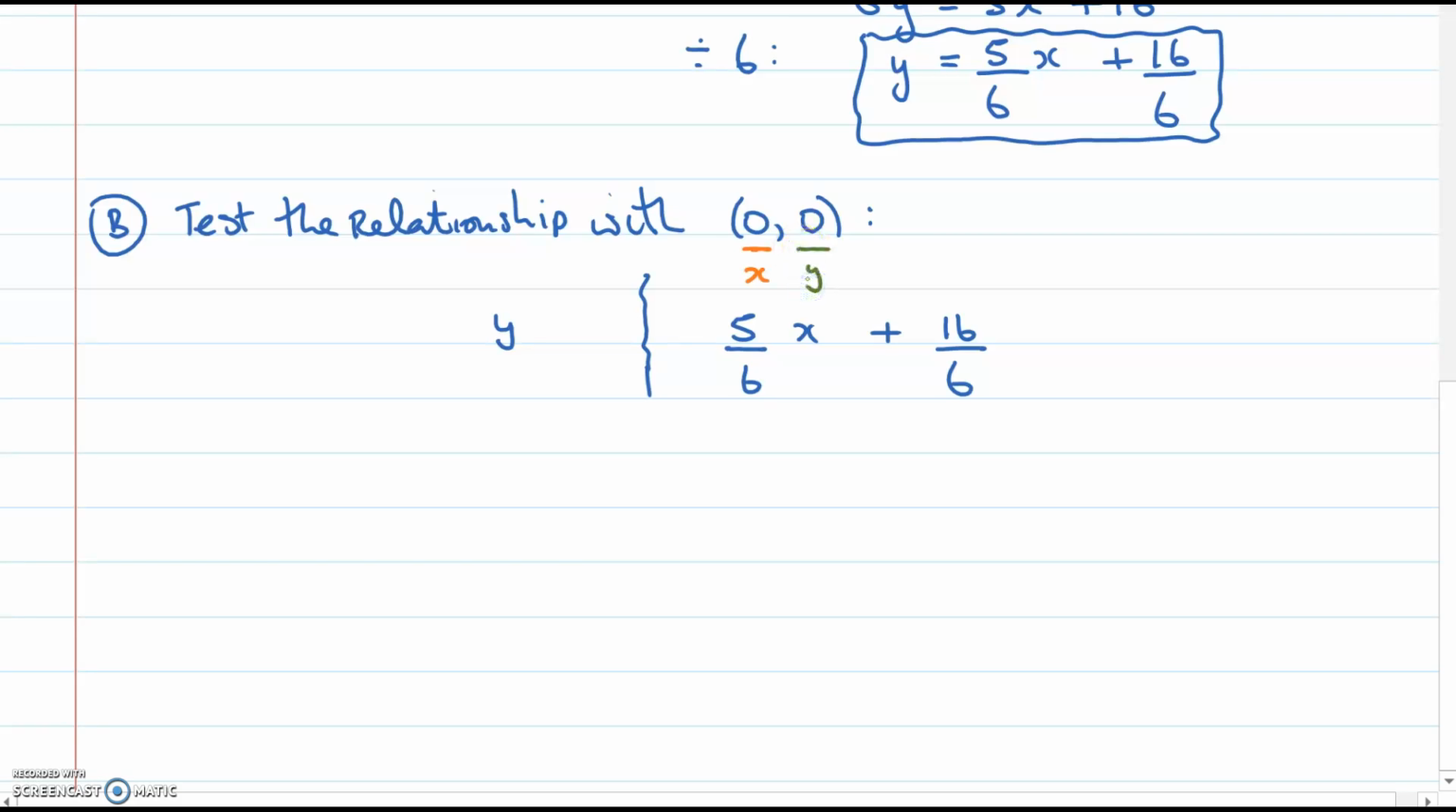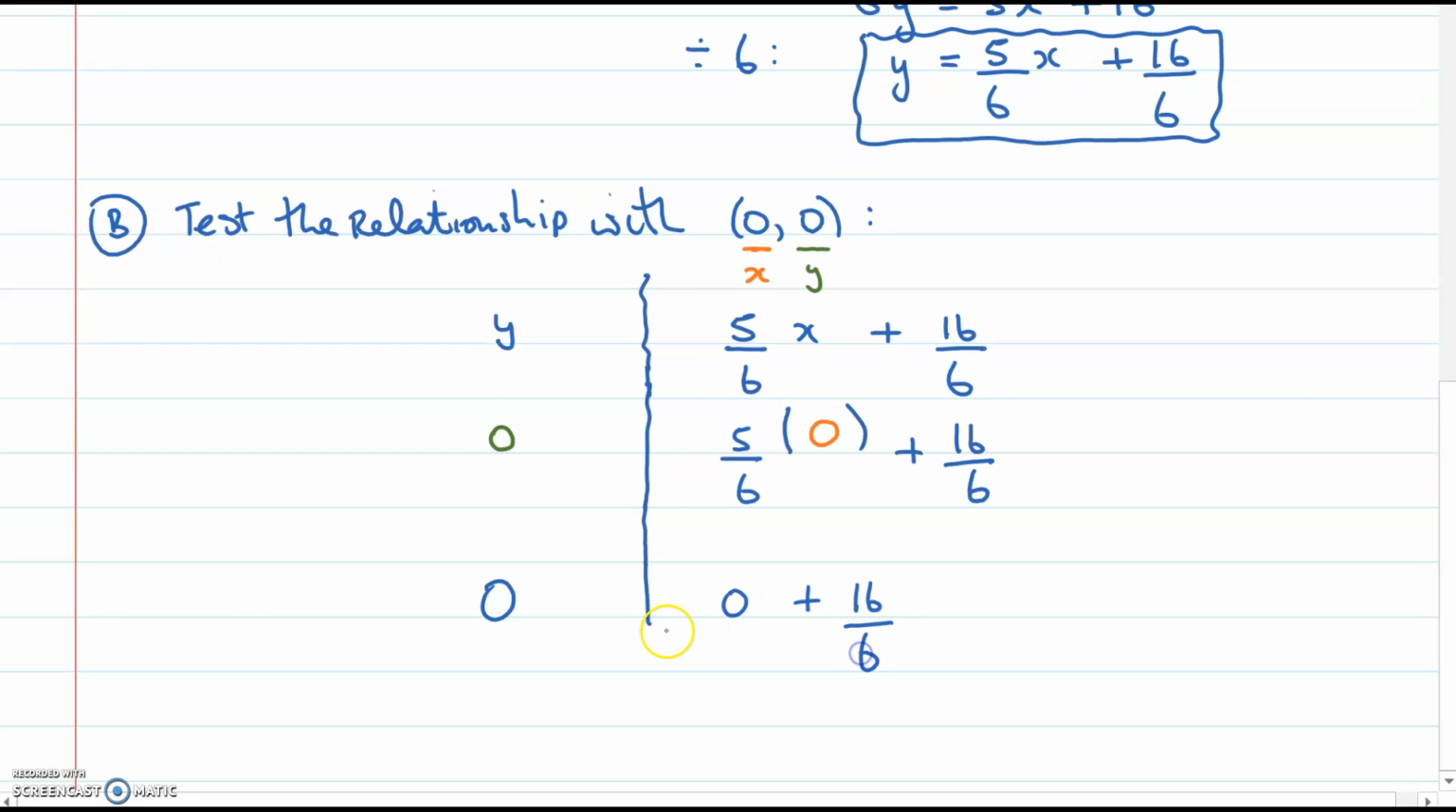Okay, so if we do that, we're going to have 0 here, and on the other side we're going to have 5 over 6 times the x. X was 0, plus 16 over 6. So on this side all we have is 0. On this side we're going to have 5 over 6 times 0 is 0, plus 16 over 6.